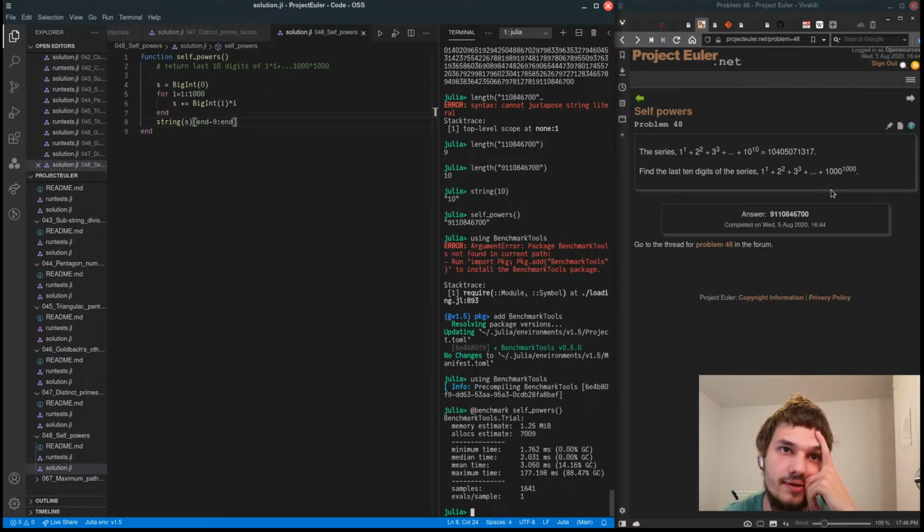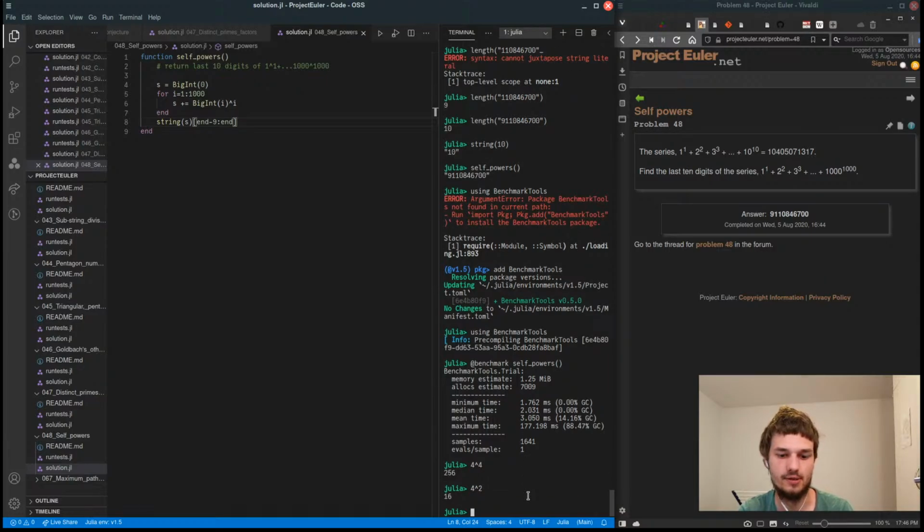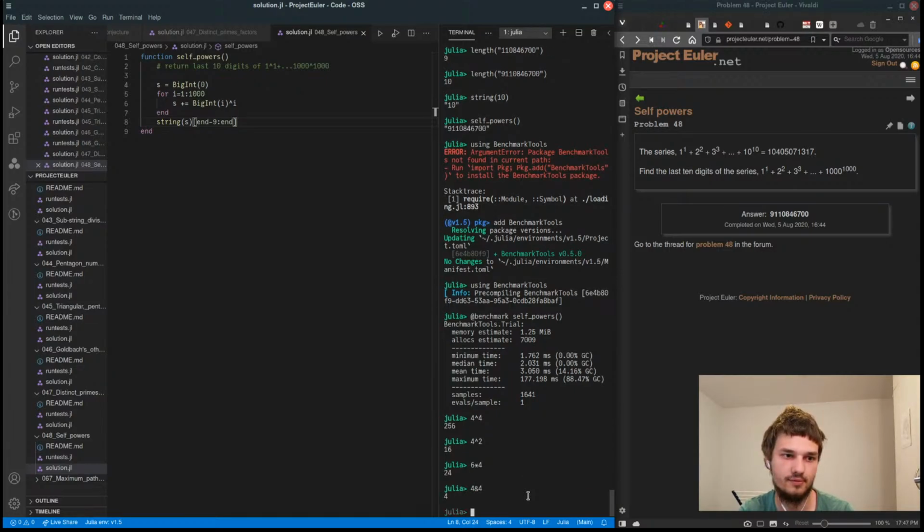What is the last digits? Oh, can I do... What if I do... Let me think. If I want to have the last digits of that, we have 4 to the power 2 is 16, and we have 6 to... 6 times 4, and then 4 times 4. What is that? 4 times 4?